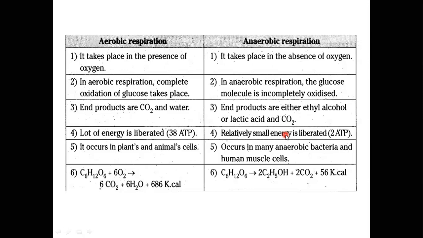Okay. Aerobic respiration में end products are carbon dioxide and water. But in the case of anaerobic respiration, it can be either alcohol and carbon dioxide, or it can be lactic acid. Alcohol और carbon dioxide produce हो सकता है और lactic acid produce हो सकता है. Aerobic respiration occurs in plants and animal cells, and anaerobic respiration generally human muscle cells में होता है, plus yeast cell में भी होता है.